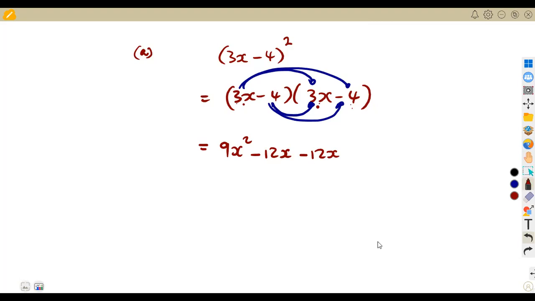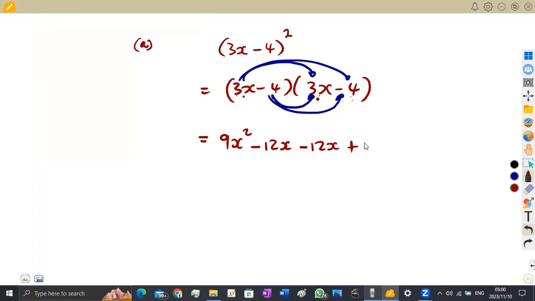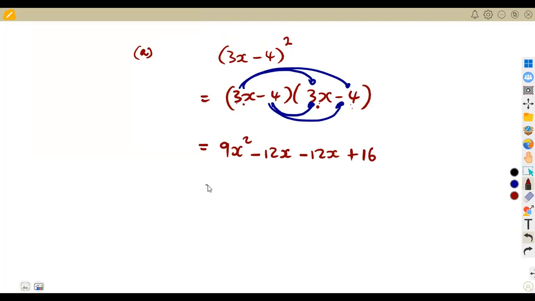If you are not sure about your multiplication, just try by all means to make sure that you use your calculator. Negative 4 times positive 3, which is going to give us what? Negative 12, but we've got x there, all right? We do the same thing, negative 4 versus negative 4, which is going to give us positive 16. So at the end, this one is going to give us a positive 16. So that is how you can simplify whatever you are given in this case.